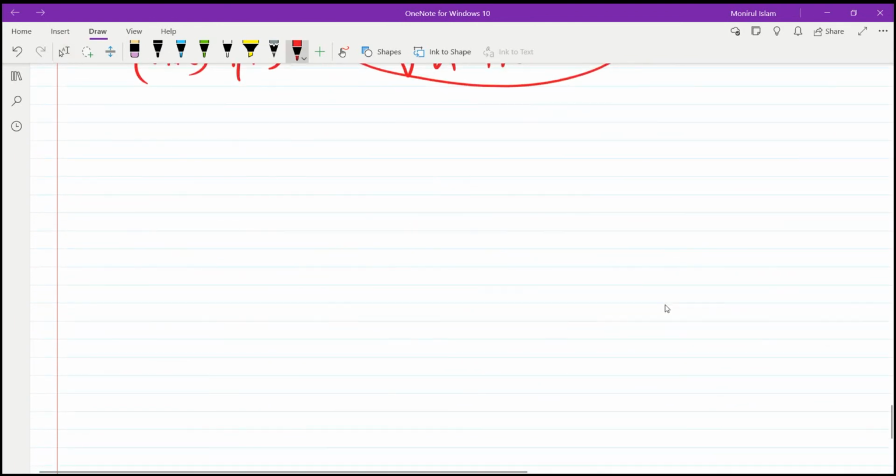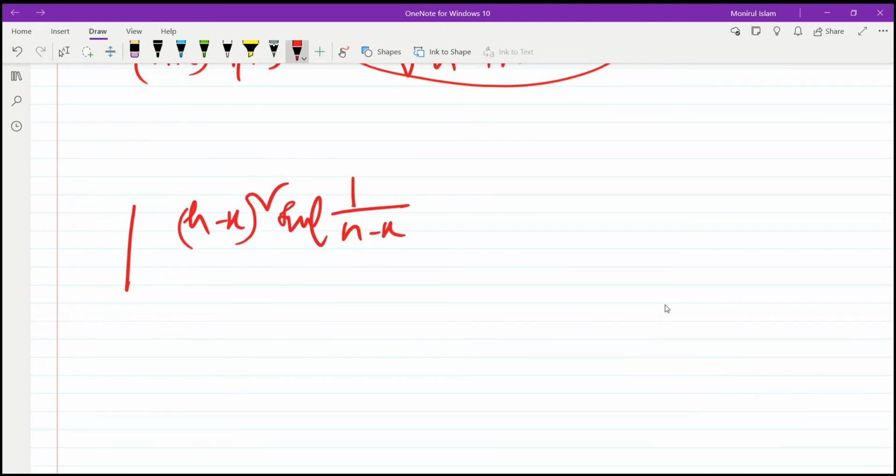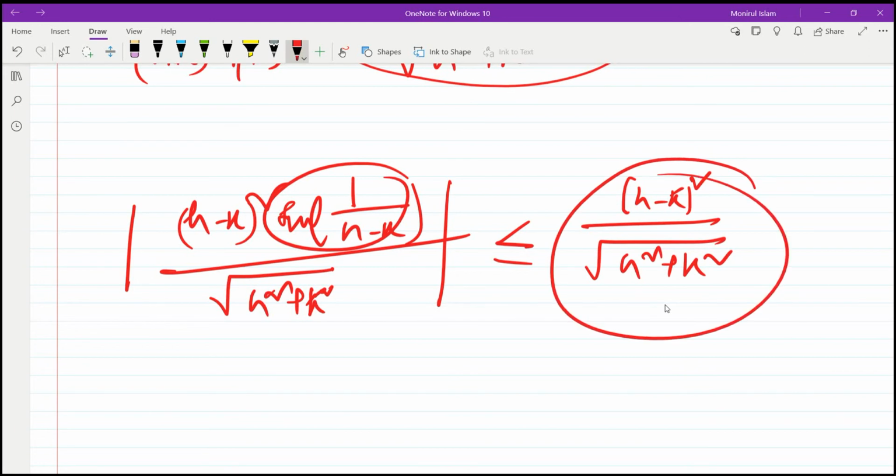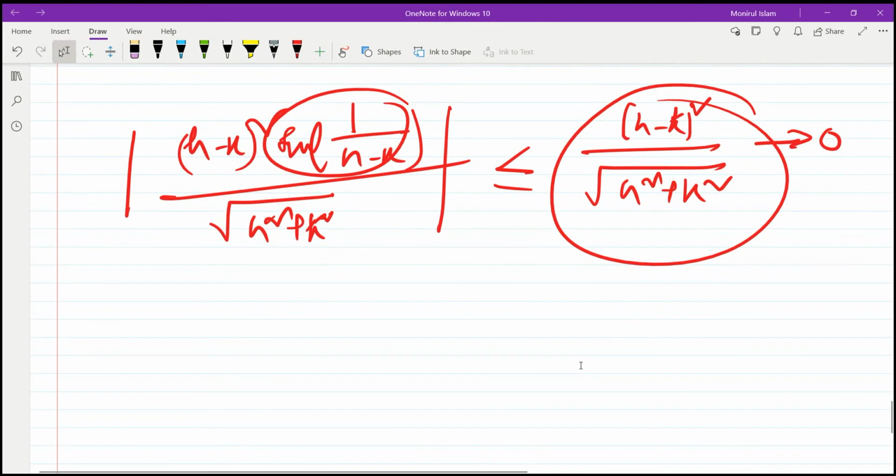How? See, this one, and sin 1 upon root is bounded by 1. So you can write (h minus k) square upon root under h square plus k square. Now this limit goes to 0 as h goes to 0, because this power is higher and this power is lower. So if you take the limit (h, k) tends to 0, this goes to 0.